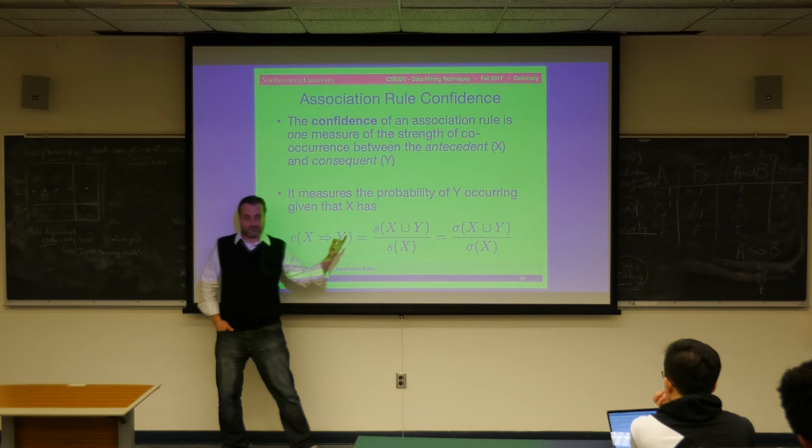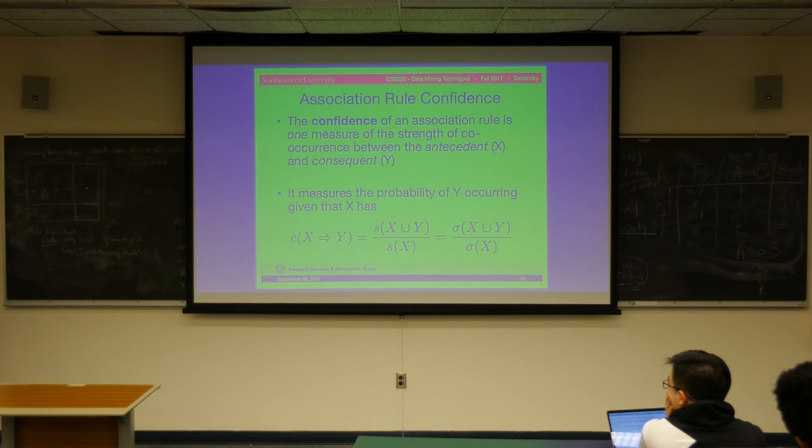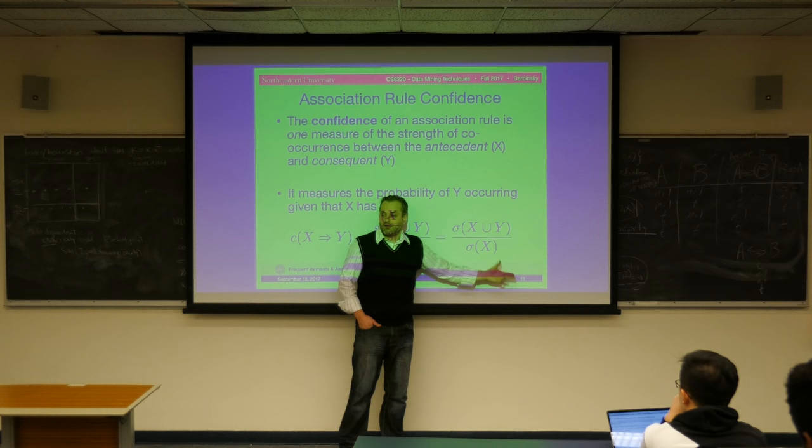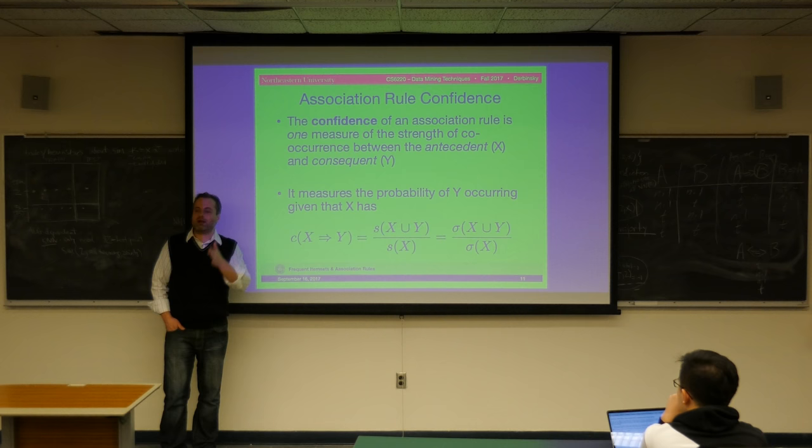Okay? Professor, how is S different than the count X? It's the same thing, just divided by N, the number of transactions. So sigma is the count, 25. S is the count divided by N, which is a constant. So it's 25 divided by 1,000. So in here it's the same: this would be sigma divided by N, this would be sigma divided by N, and then N goes away. So sigma and S are just a constant factor of each other. You don't need both, you just need one of them.